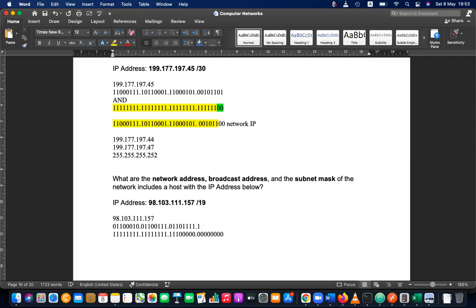157 is 1 0 1, 0, triple ones, 0 0 1 1. Yes, triple 1 0 1. So I believe this is 128. 128 plus 16. Sorry, 128 plus 16 is 144. 144 plus 8 is 152. 152 plus 5 is 157. Okay, correct. Now you have the conversion.